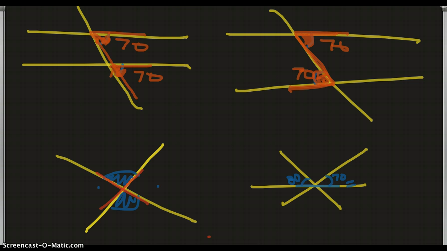So if I add my 70 and my 80, that will give me 150. And I take 150 away from 180, leaving me with the angle right here, knowing that this right here is going to now be a 30-degree angle, all because of my supplementary angles.